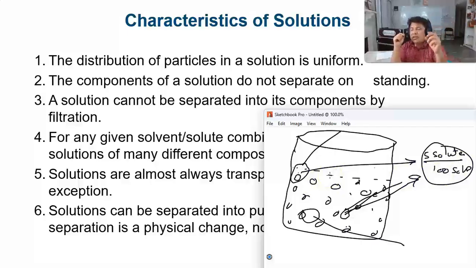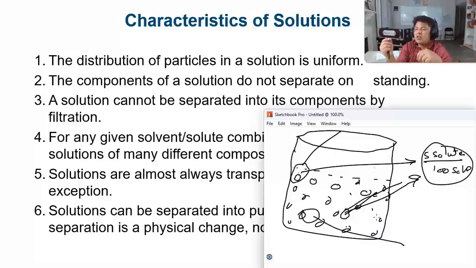Suppose this is the solution. The second drop also will have the same. The third drop also will have the same. The fourth drop also will have the same, if this is the solution. Because it is a uniform distribution, the density is the same at every part. So if you take a sample, every sample has the same density, the same molar ratios, and exactly the same volume.